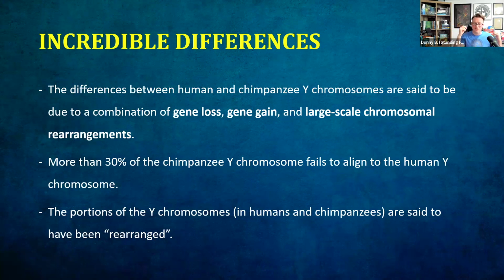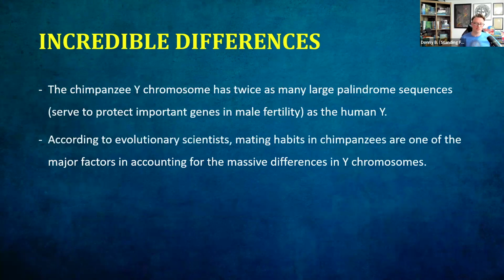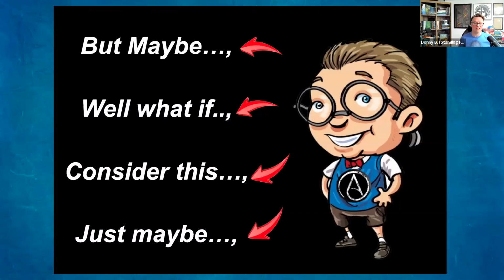Gene loss, gene gain, large scale chromosomal rearrangements. The chimpanzee Y chromosome has twice as many large palindrome sequences. Those are types of sequences that are there in the Y chromosome that serve to protect important genes in male fertility as the human Y. Completely different. And how do they explain it?